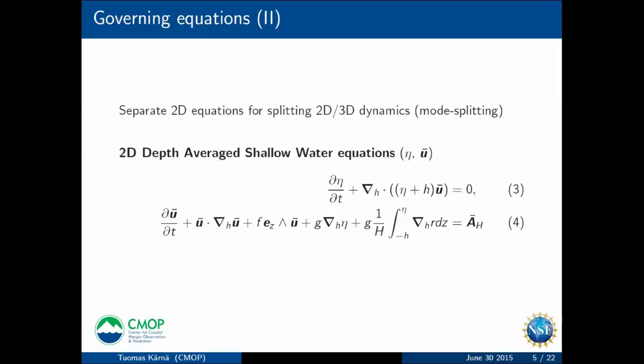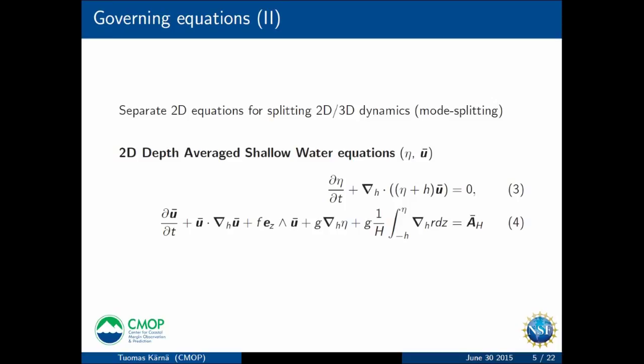And in coastal ocean flows, it's common to separate the 2D and 3D dynamics because the free surface waves travel at least an order of magnitude faster than the 3D dynamics. So from a computational efficiency perspective, it makes sense to solve the 2D mode separately from the 3D mode. And therefore, you also embed the normal 2D depth average shallow water equations.